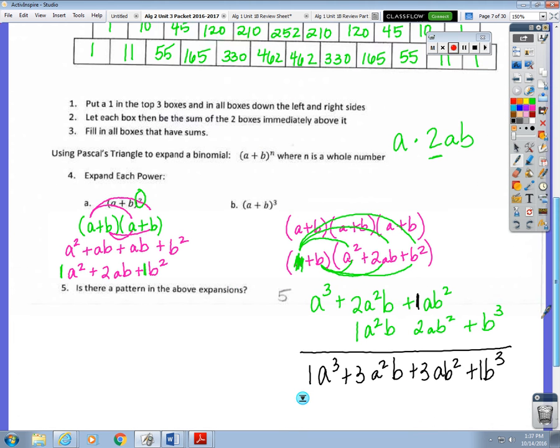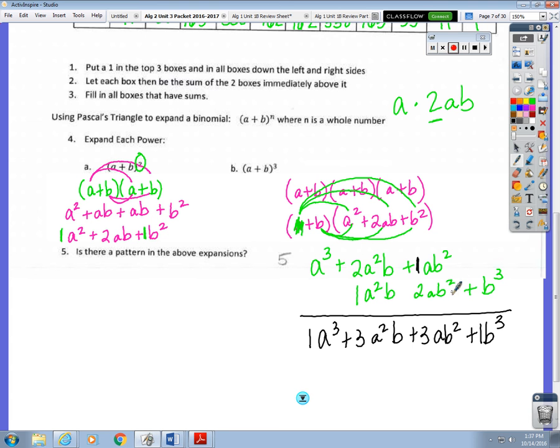Okay, but that's a lot of hard work, right? We're about to learn how to use that triangle to make this process much easier, where you don't have to do all of that foiling and distributing, okay? So you're about to realize the point of Pascal's triangle is to avoid what we just did. So let's go to the next page. Are there any questions so far?